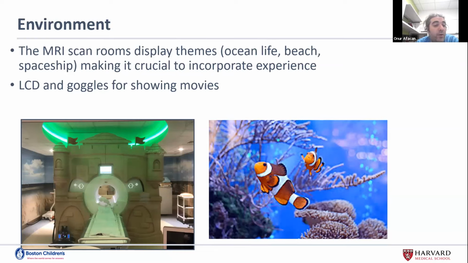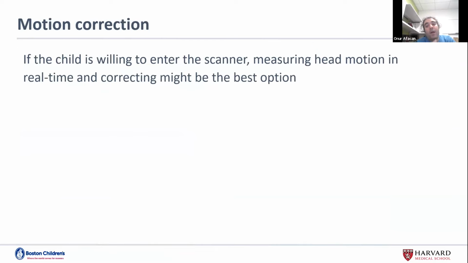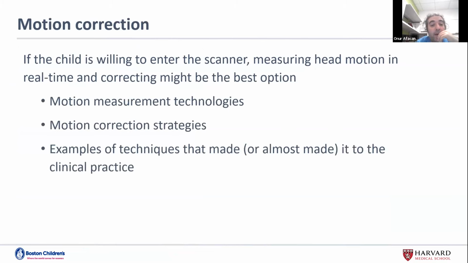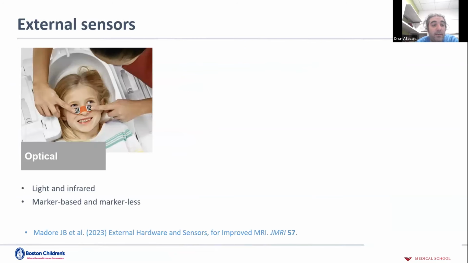We also show movies through LCD and goggles to make sure that they don't move. This is great, but if the child is willing to enter the scanner, our best option is probably measuring head motion in real time and correcting in real time. So I will talk about some motion measurement technologies and correction strategies, and I will give examples of the techniques that made it to the clinical practice.